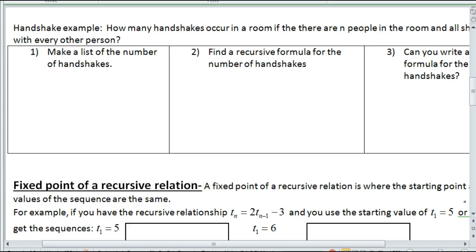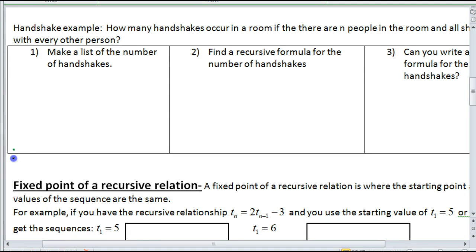If you walk into the room, how many handshakes are there if there's n people in the room? Remember that each person is going to shake hands with another person once. To start this problem, think about it a little bit and see if you can figure out how many handshakes there are with 5 people in a room.